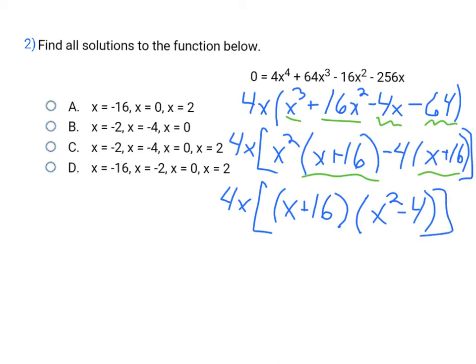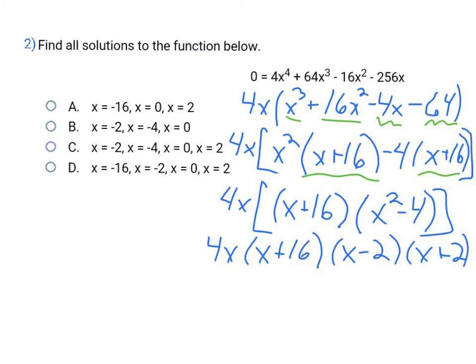And now I can just set each of these pieces equal to 0. You could factor this one a little bit further if you wanted to. It's up to you. So if you were to factor that one a little bit further, you would have the 4x and the x plus 16 staying the same. And then here you would have x minus 2, x plus 2. And then you just set each of these equal to 0 and solve them.